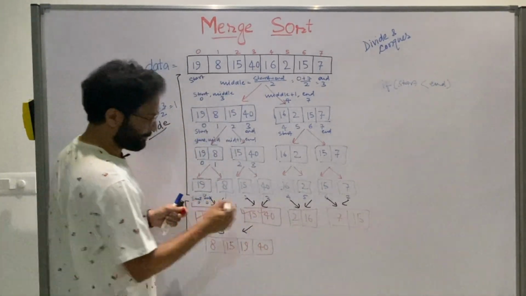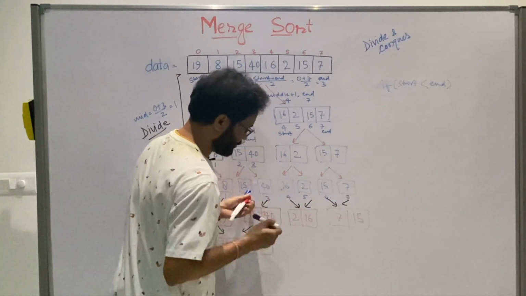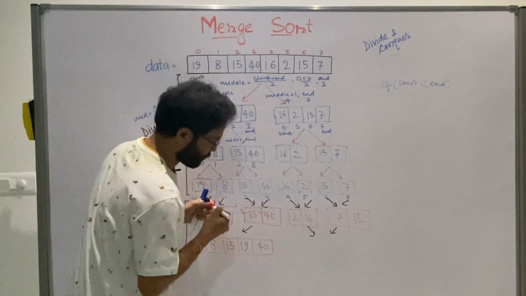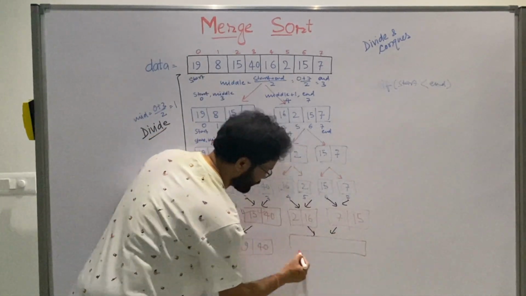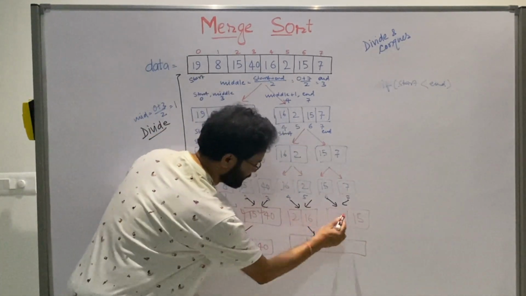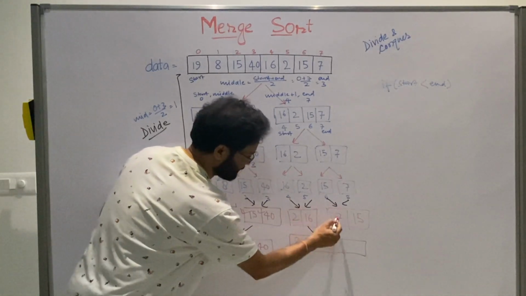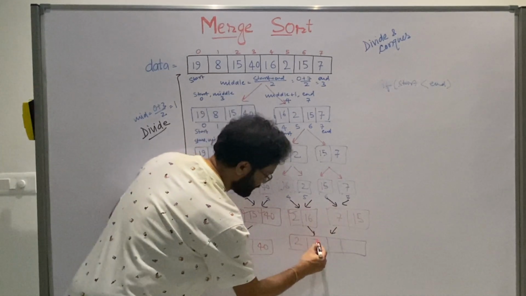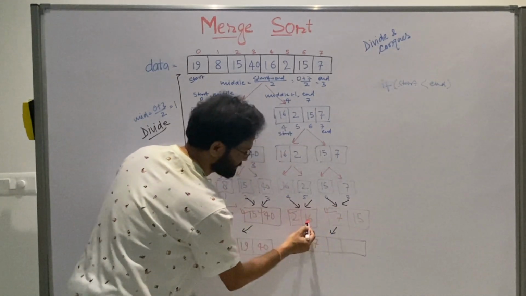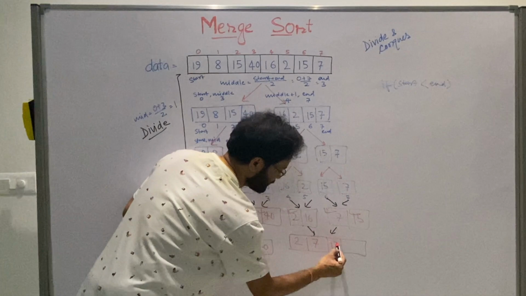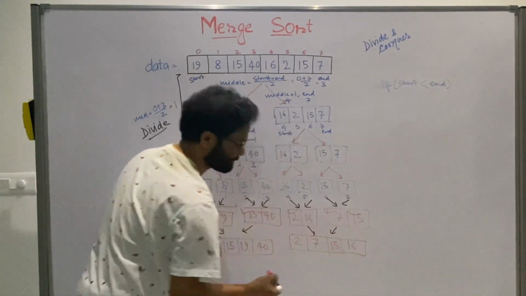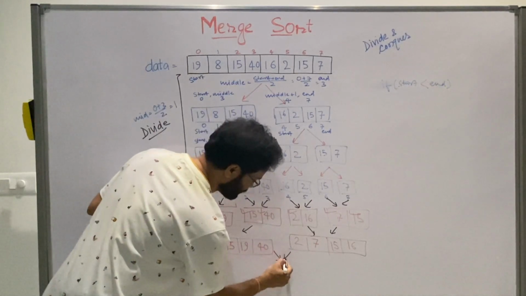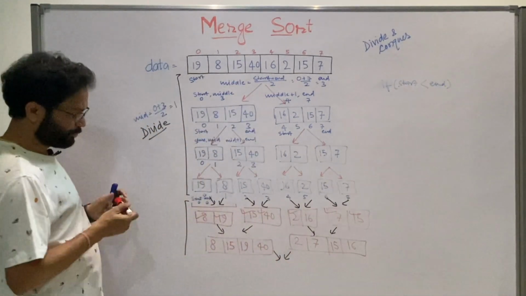The same way you have to merge these two. So when you merge these two, you will get the element 2, because 2 compared to 7, 2 done. Now 16 compared to 7, 7 will come, 7 done. 16 and 15, 15 will come here, and then the 16. And now you have to again merge these both.